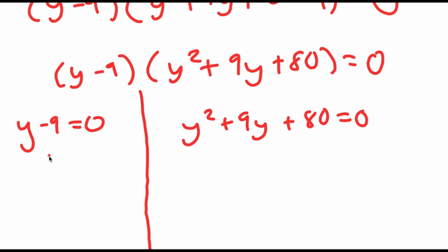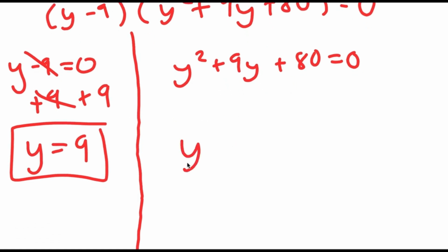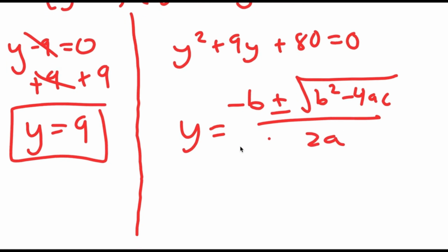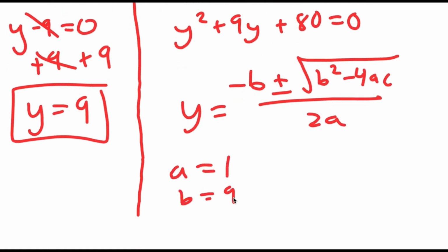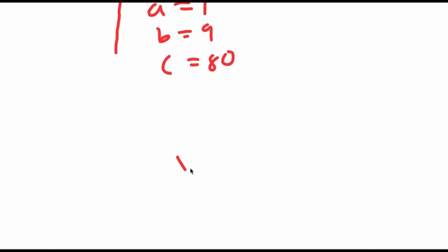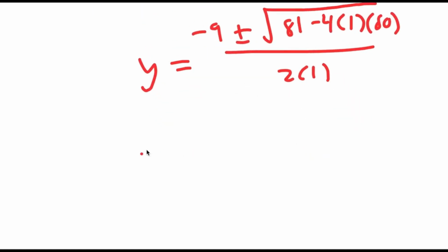For y minus 9 equals 0, all I have to do is add 9 on both sides, and I get that y is equal to 9. Now for y squared plus 9y plus 80 equals 0, to solve this, I'm going to use the quadratic formula, which is negative b plus or minus the square root of b squared minus 4ac all over 2a. So in this case, a is 1, b is 9, and c is 80. So I get y is equal to negative 9 plus or minus the square root of 9 squared, which is 81, minus 4 times a, which is 1, times c, which is 80, all over 2a, so 2 times 1.